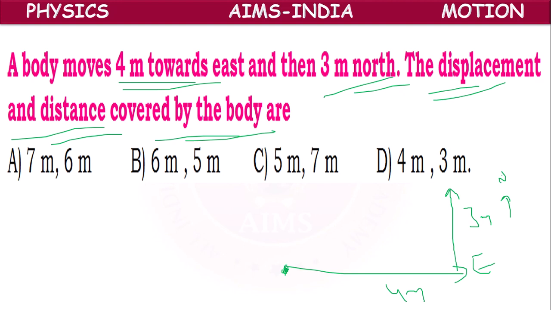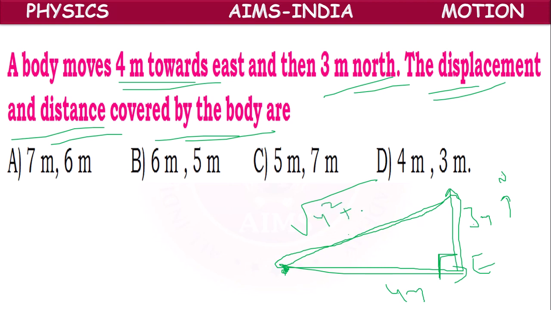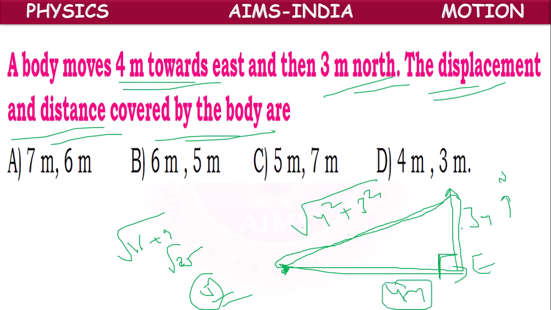Displacement means initial position to final position, the shortest possible distance. It forms a right angle triangle. So hypotenuse equals root of sum of squares of the other two sides, root of 4 square plus 3 square, root of 16 plus 9, root of 25, which is equal to 5. So displacement is 5. Distance means total distance covered, 4 plus 3, 7. So displacement is 5, distance is 7. 5, 7 meter is the correct answer, option C.